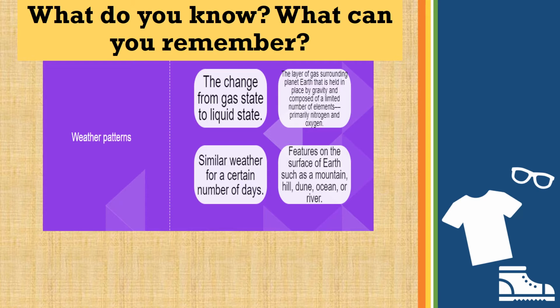Weather patterns. Are they the change from gas state to a liquid state? The layer of gas surrounding planet Earth that is held in place by gravity and composed of a limited number of elements, primarily nitrogen and oxygen? Similar weather for a certain number of days, or is it features on the surface of Earth, such as a mountain, hill, dune, ocean, or river? Take a moment and pause and see if you know the answer.